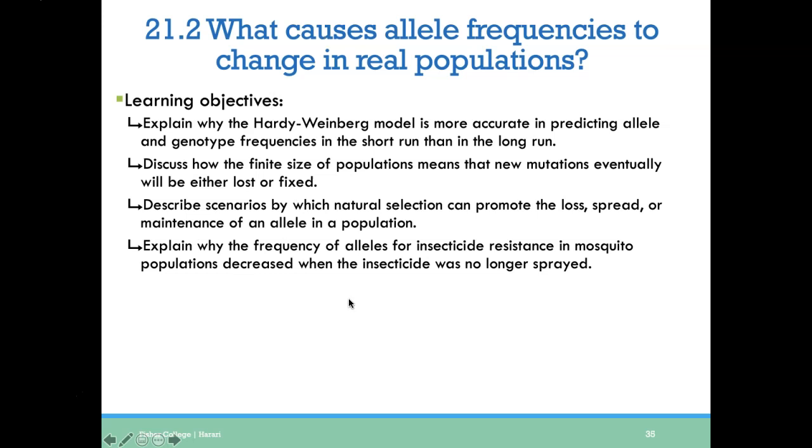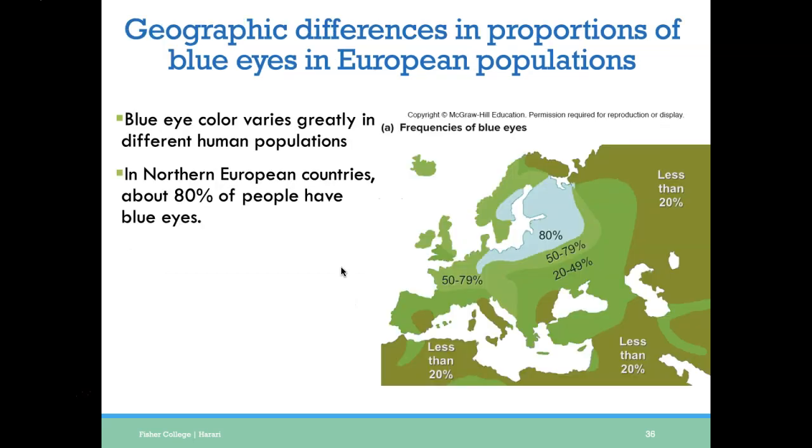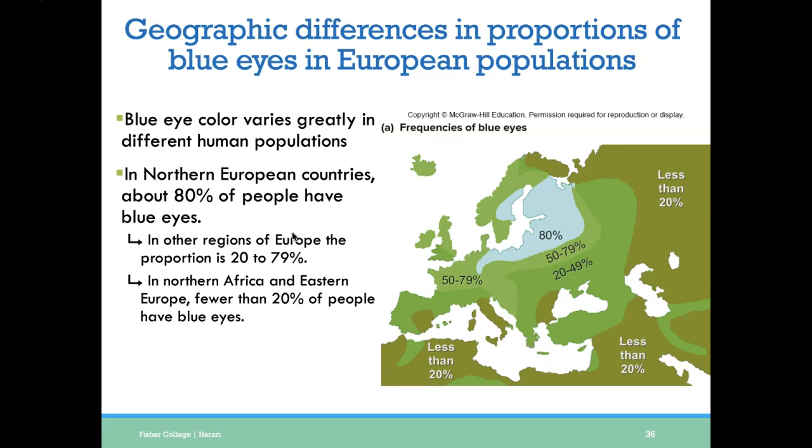So now we'll talk about what causes allele frequencies to change in real populations. What do we know in reality if we can't always have the assumptions of Hardy-Weinberg equilibrium? Let's take the example of blue eyes in individuals of Europe. Blue eye color varies greatly in different human populations, and we see an abundance of blue-eyed individuals in Northern European countries. About 80% of individuals around Scandinavia have blue eyes. Other regions in Europe have anywhere from 20 to 79% blue-eyed individuals. But in Northern Africa and Eastern Europe, fewer than 20% of people have blue eyes.